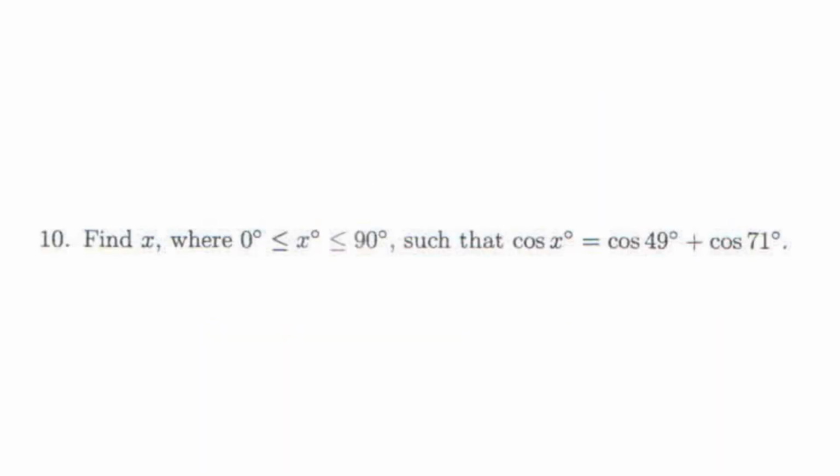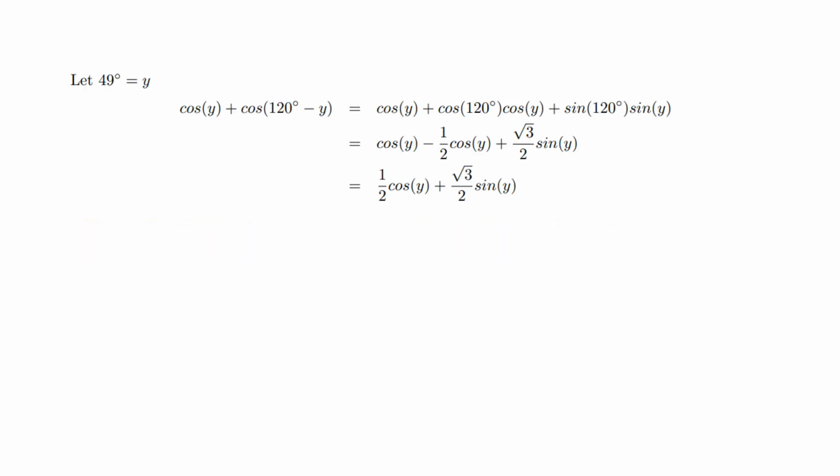For this question, we should try and simplify the expression given, which is cosine 49 degrees plus cosine 71 degrees. We should try and simplify it as much as we can until we get something of the form cosine x degrees. And we note that 49 degrees plus 71 degrees is 120 degrees, which is a pretty nice number in trigo. That's why we can let 49 degrees go to y, and then our expression becomes cosine y plus cosine 120 degrees minus y.